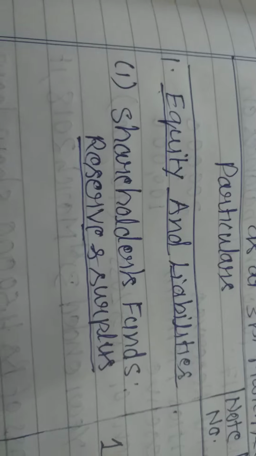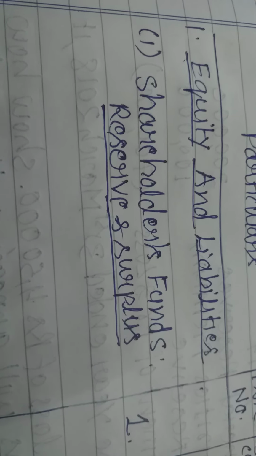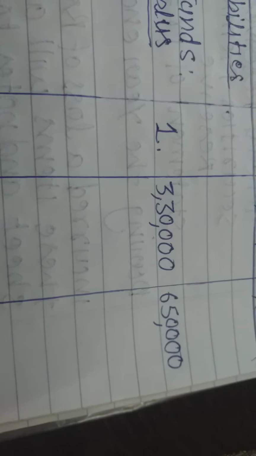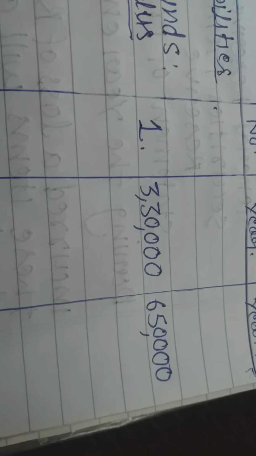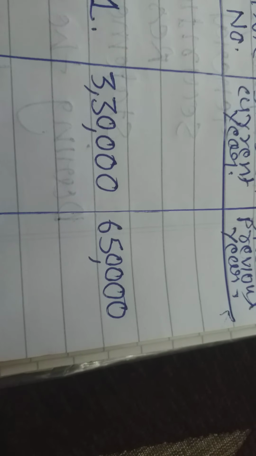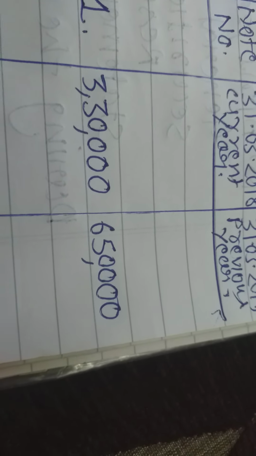What is our first heading? Equity and liabilities. Under this, shareholder funds, and under shareholder funds, it's reserves and surplus. Again, note number 1. What is the current year balance? That is 3,30,000. This figure we are going to get through notes to account. And the previous year balance is given in the question itself, 6,50,000. This you have to write here.